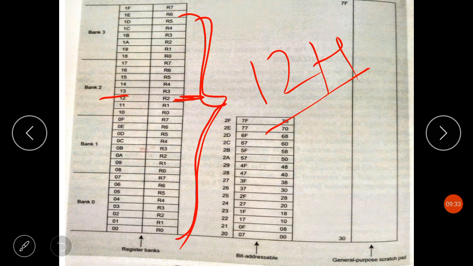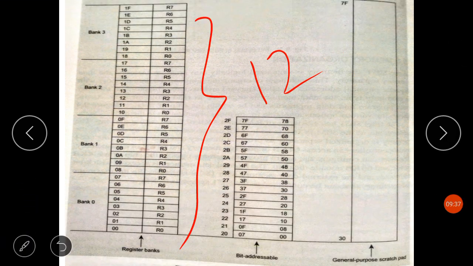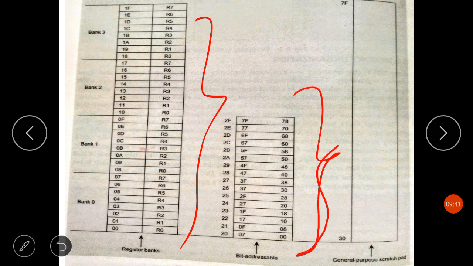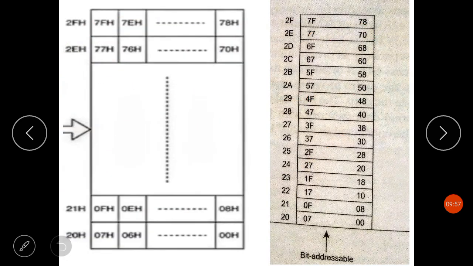The next part of the 128 bytes of RAM that I am going to discuss is the bit addressable area. This bit addressable area is of 16 bytes. As you can see, there are 16 locations, and each location is 1 byte, that is, 8 bits. A clearer picture you can see here.